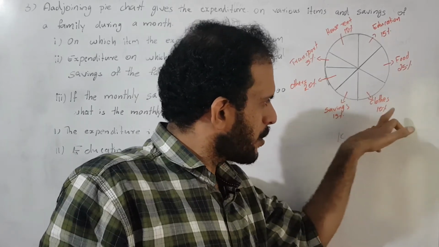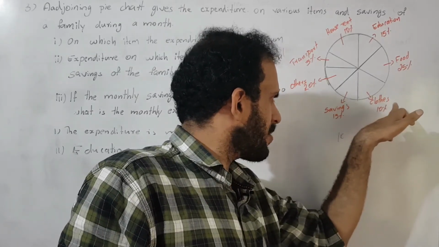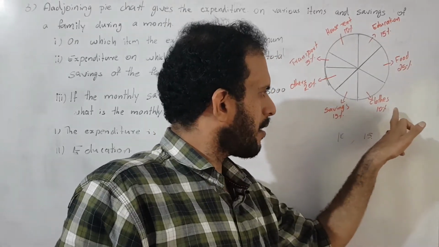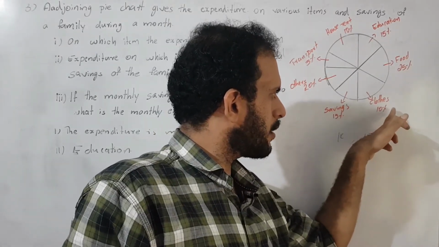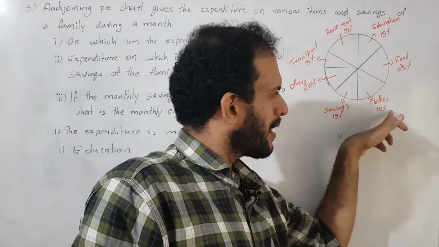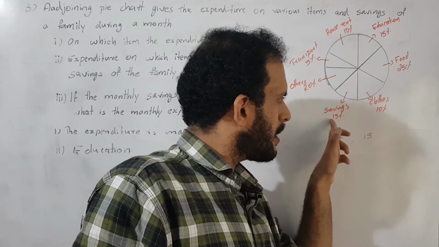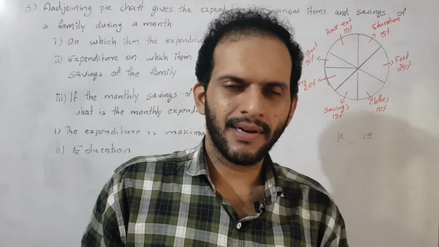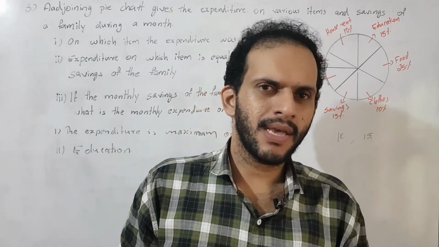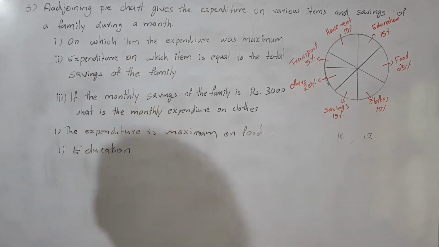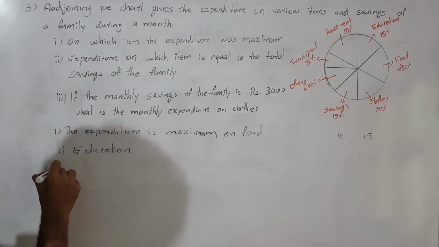We need to find the answer based on the savings and the cloth. Then we need to get the expenditure on cloth. The expenditure on cloth is to be found, so based on the clothes we say: the expenditure on cloth is 10/15 part of the savings. 10/15 part of the savings. That is the easy idea. Therefore, the third one we find the answer like this.